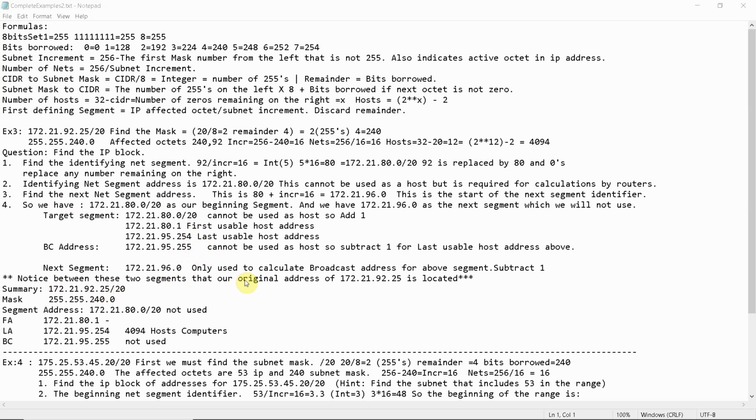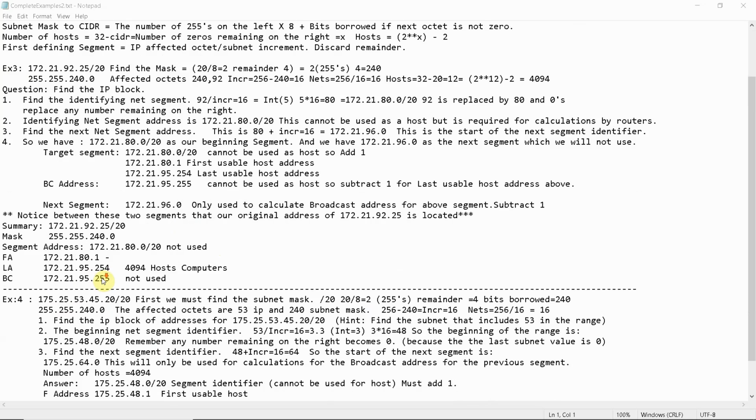So if you notice, between these two segments, our 172.21.92.25 is located. As you can see, it's in between these two. There's a summary of it. Segment address. There you go. And broadcast not used. Let's go to the next one.